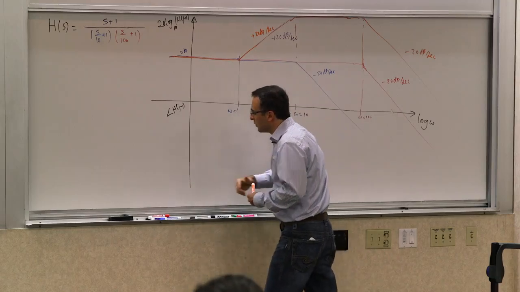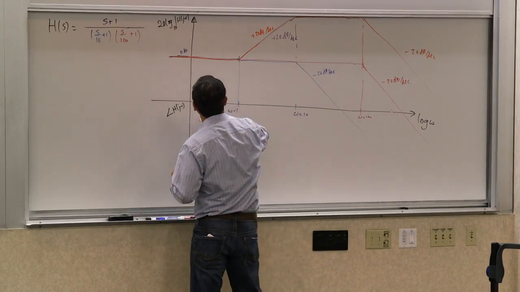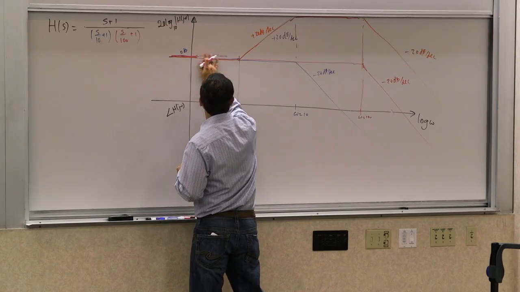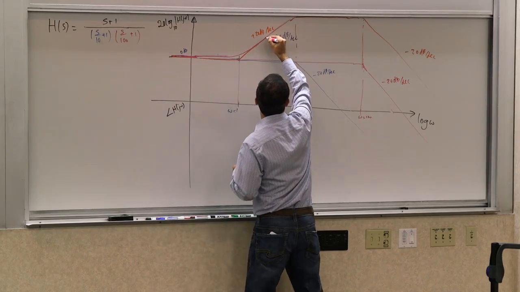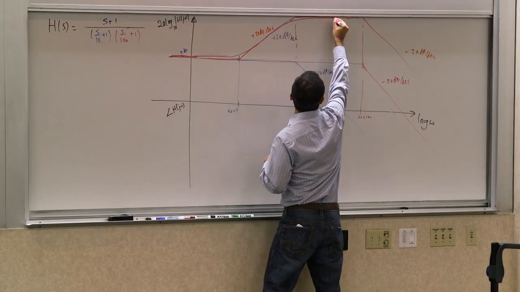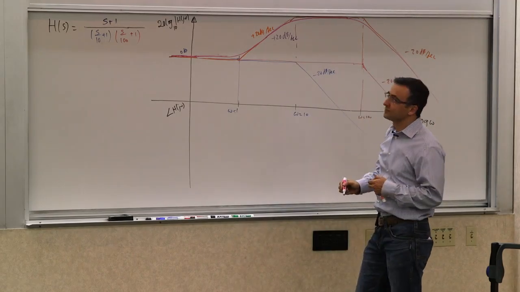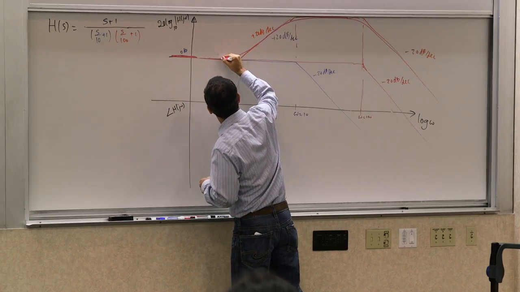So the actual plot will look something like this. If you really wanted to plot it, go like this, and then it would become flat, and then it goes there, and then it's just dropping. This is a little bit closer.